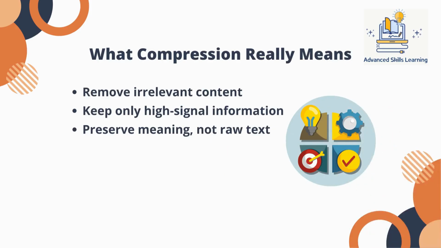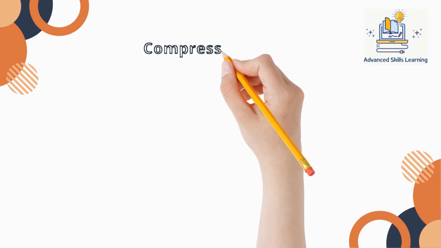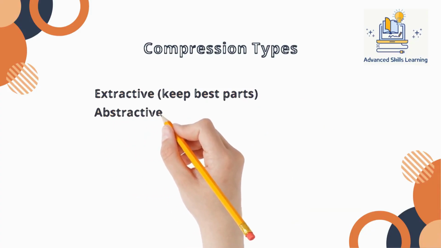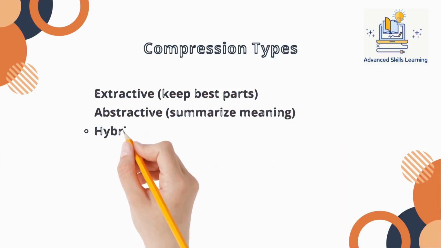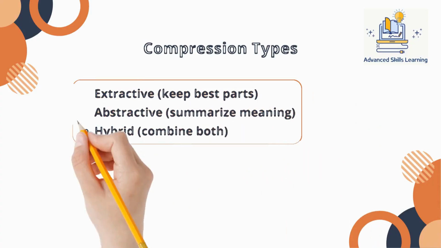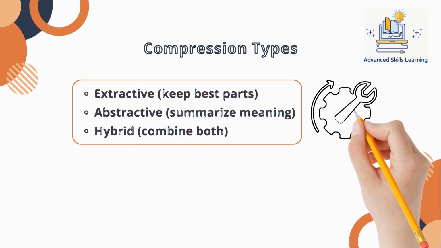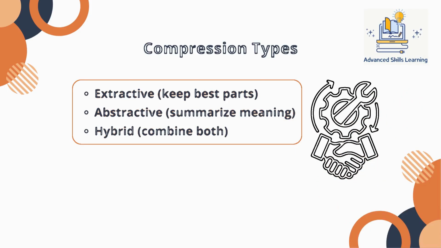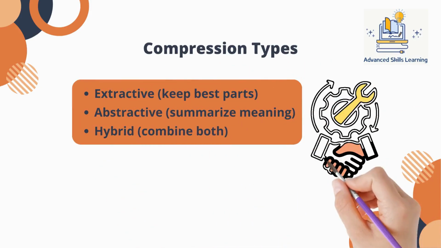There are three main approaches to compression. Extractive compression selects the most important sentences directly from the text. Abstractive compression rewrites the content into a shorter summary. And hybrid approaches combine both for better control and accuracy. Choosing the right method depends on your use case, especially accuracy versus efficiency trade-offs.